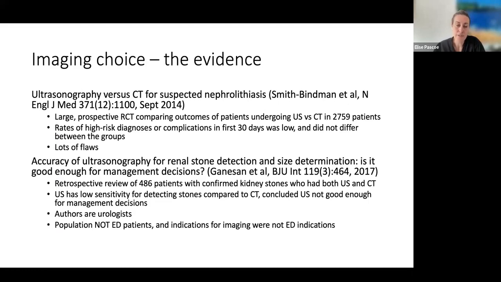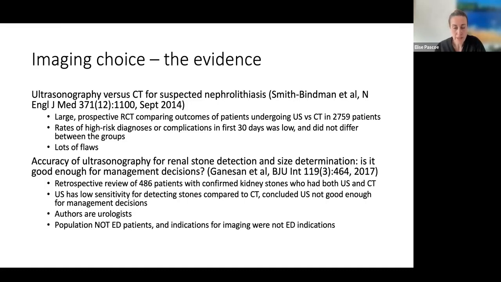They found that the risk of having a high risk diagnosis or a complication in the first 30 days after that presentation was low overall and didn't really differ between the two groups. On further analysis, there are quite a lot of flaws to this trial, and there weren't a lot of decisions that could have been made about it.